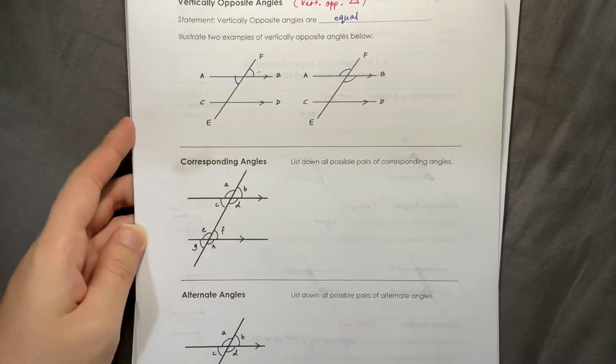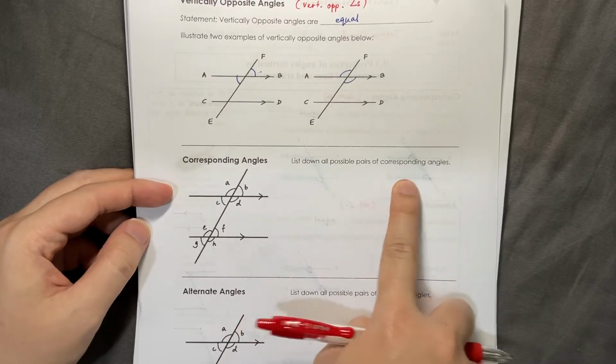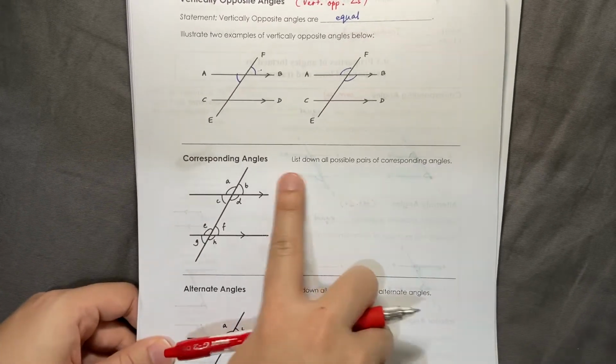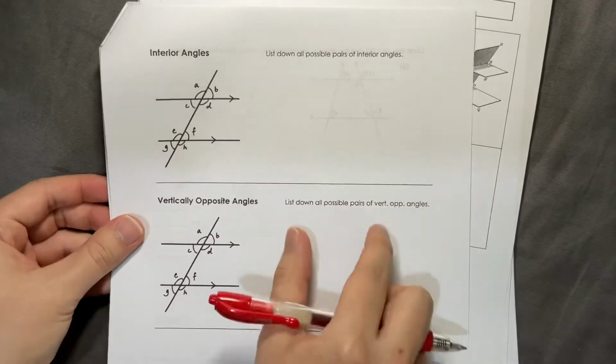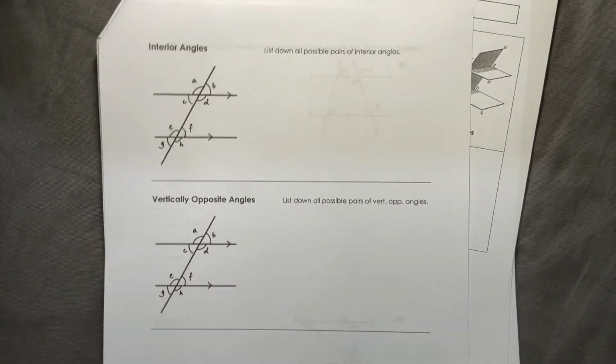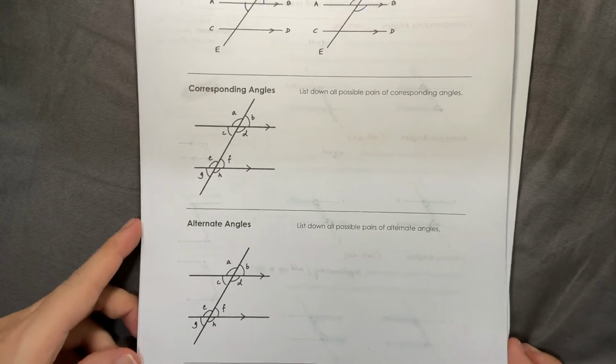Now, later you need to pause the video. What we want you to do is list down all the possible pairs of corresponding angles, all the possible pairs of alternate angles, all the possible pairs of interior angles, and all your vertically opposite angles. Pause the video, then come back and check your answer. You may pause now. Thank you for doing. We will continue on to check what our possible pairs are.